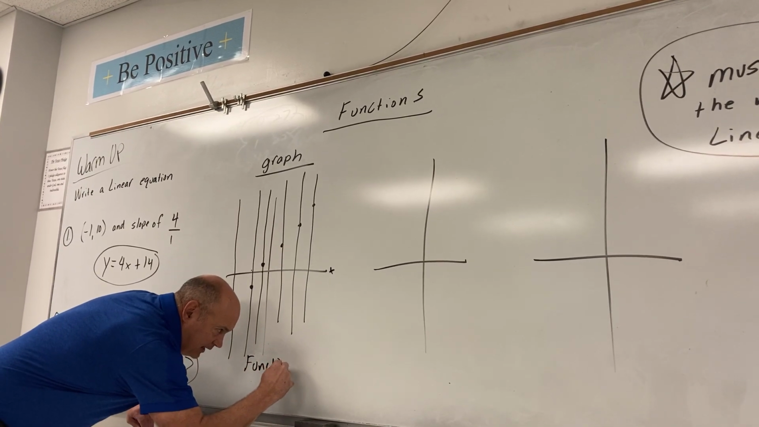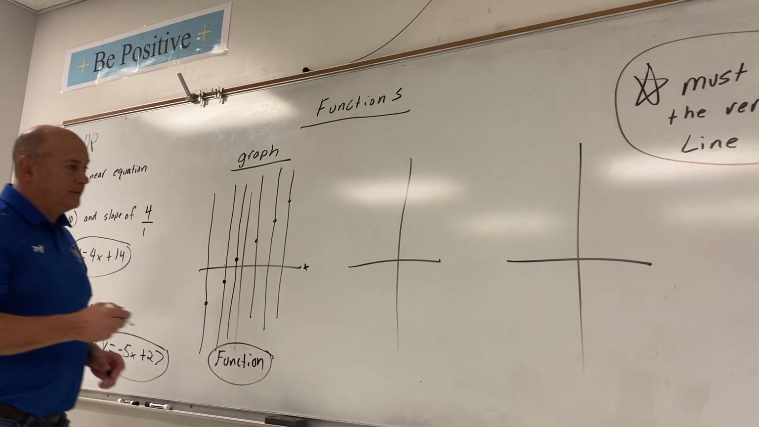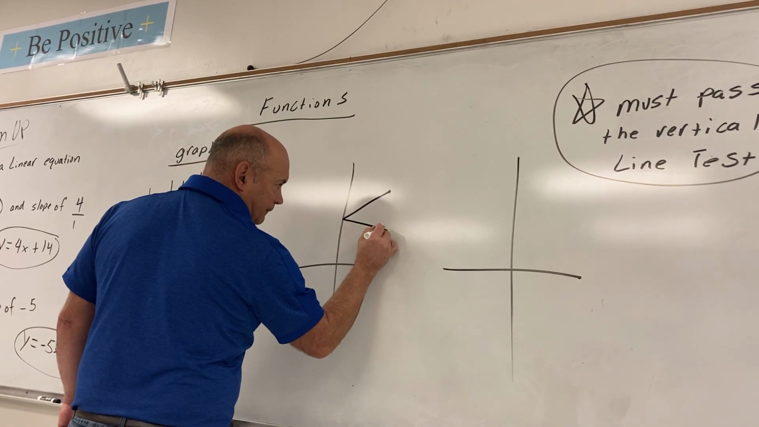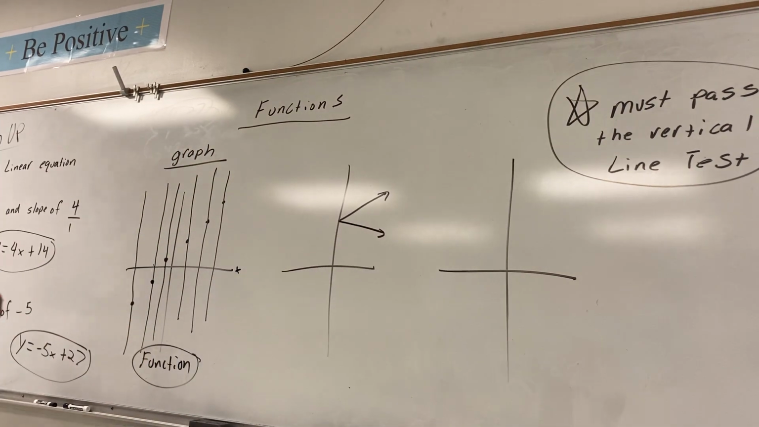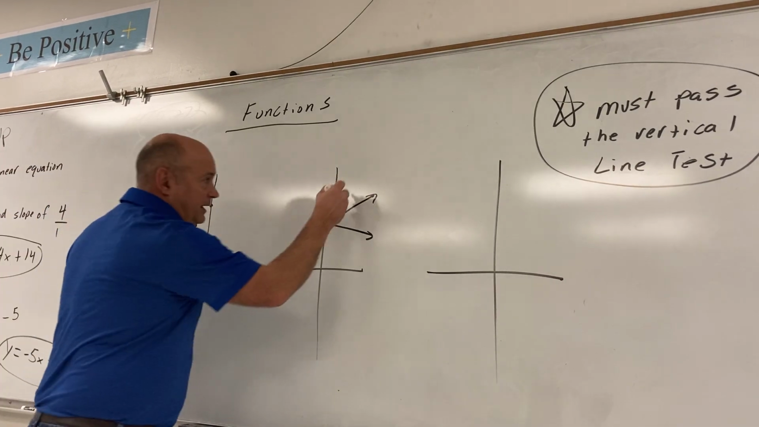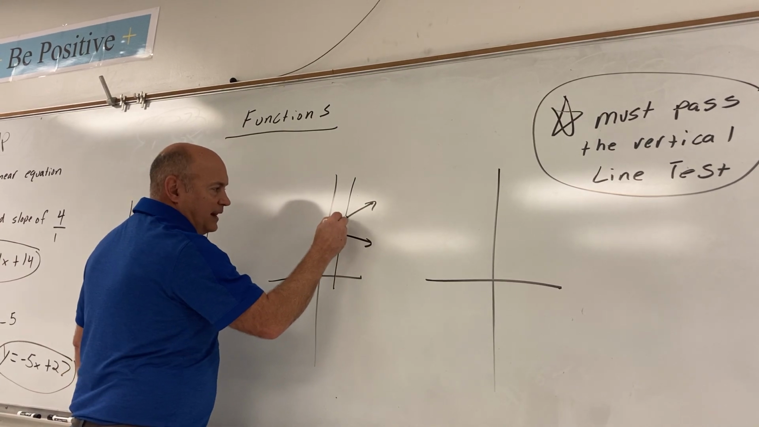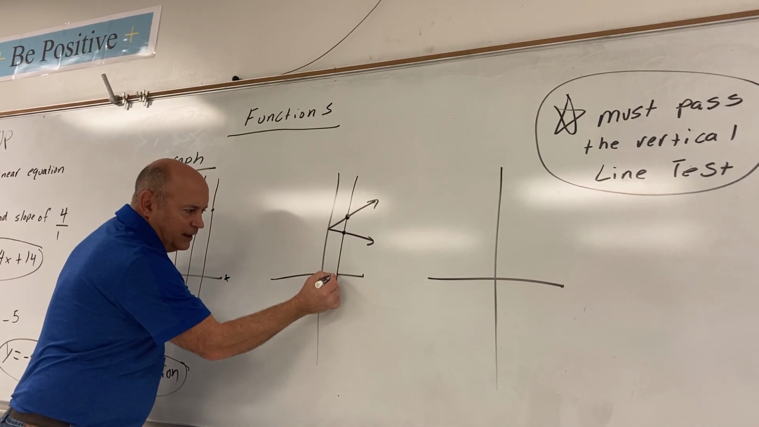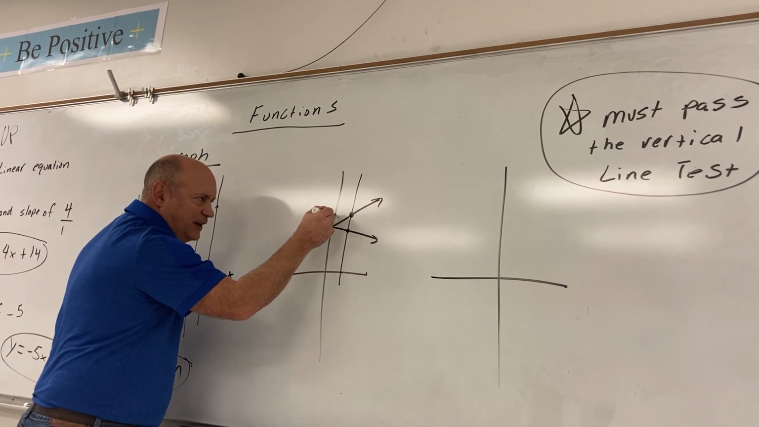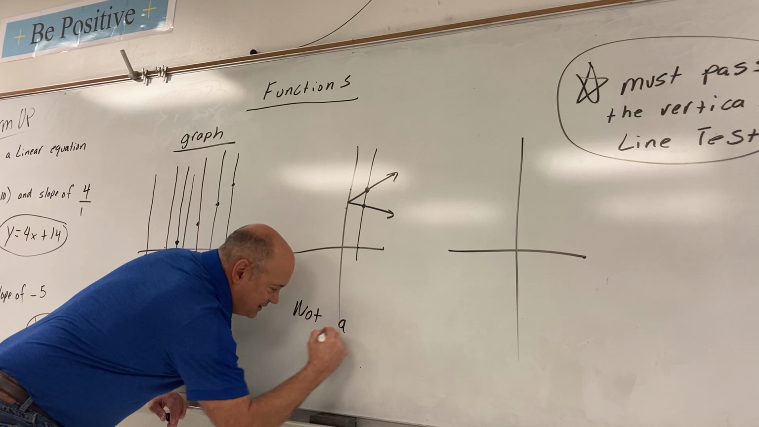If the vertical line hits 2 different points, that means that girl has 2 different boyfriends. Now let's just do it this way. Let's say we've got a sideways V. If I draw a vertical line right here, how many times does the vertical line hit the graph? 2. That means, let's call this girl number 2. Girl number 2 has a boyfriend here, whatever his number is. She has a second boyfriend here. Doesn't matter what their numbers are. It failed the vertical line test. This is not a function.